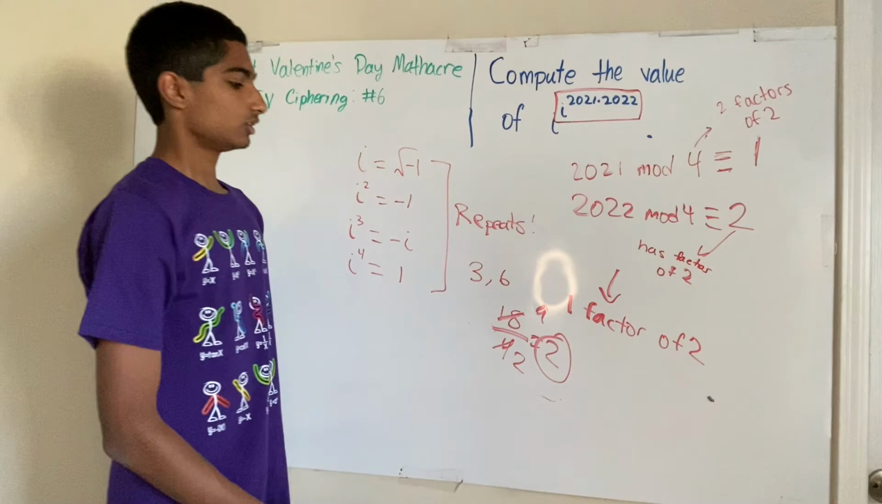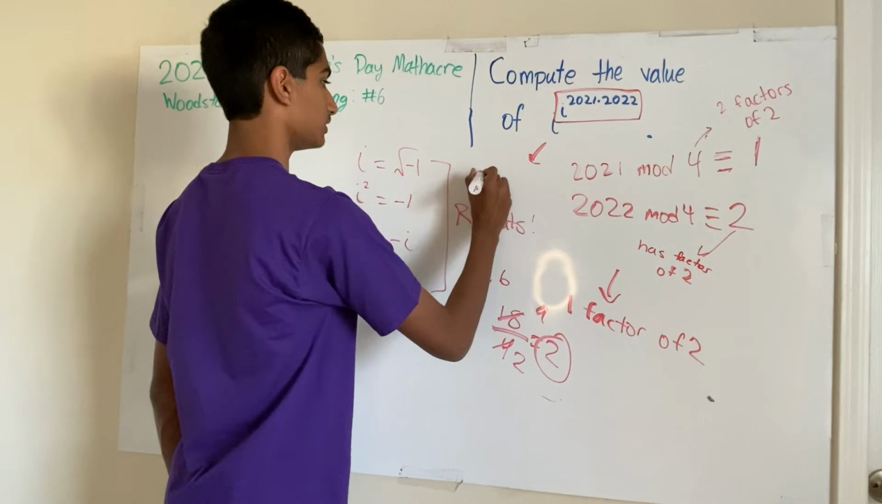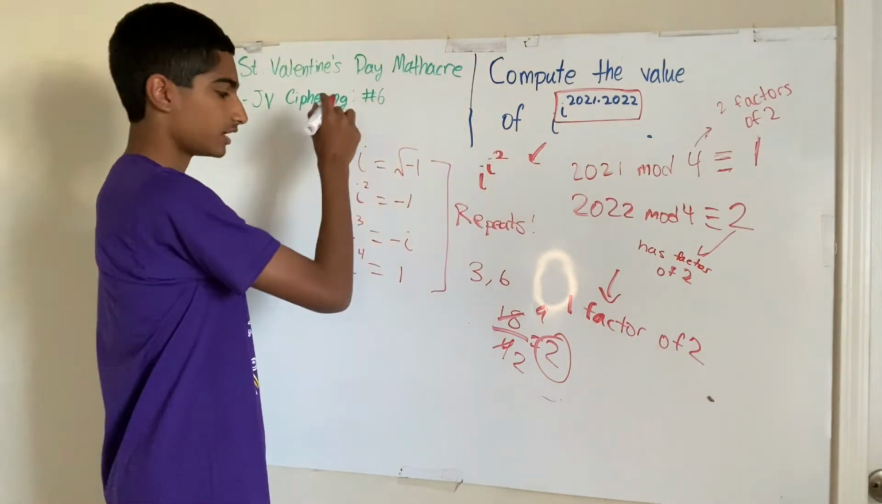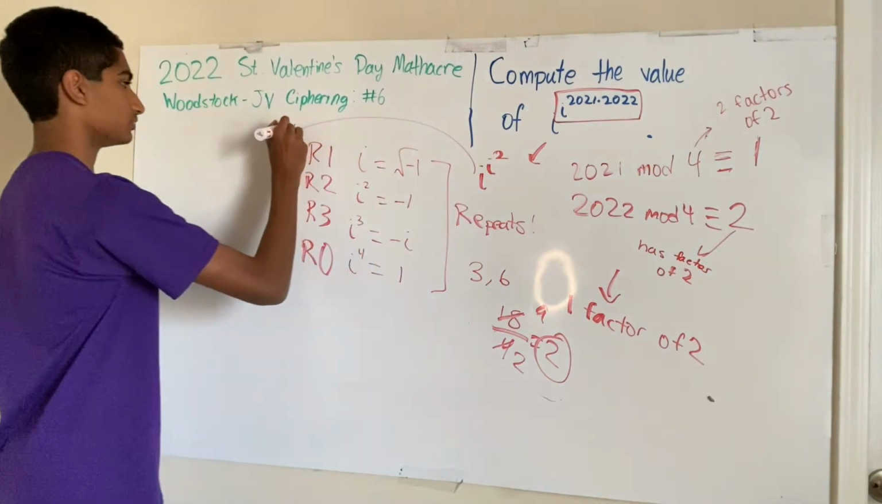We can use that one factor of 2 because the cycle repeats every 4 times. Because it has exactly one factor of 2, you only get i squared. You can't get i to the 4th because you need 2 factors of 2, and you can't get i to the 1st or i to the 3rd because you can't have a factor of 2. So we're left with the remainder of 2. This is the same as i to the 2, since the cycle repeats and we just needed the remainder for that.